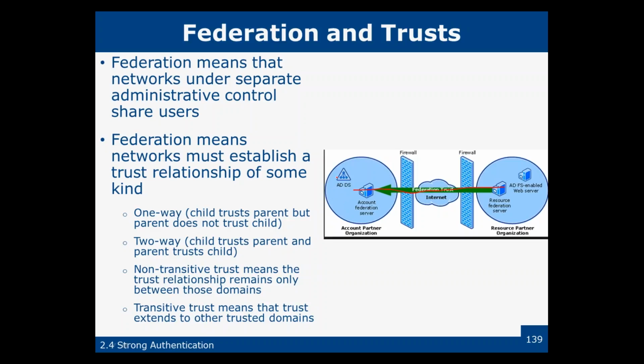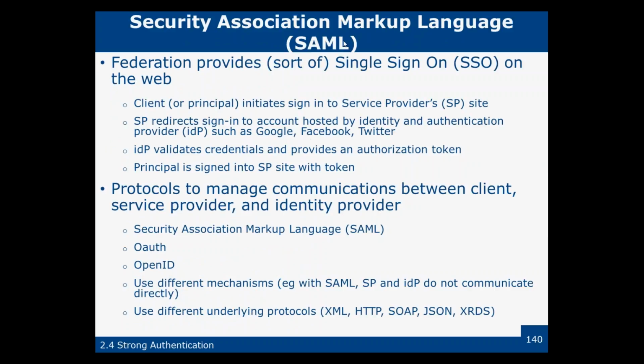The child trusts the parent and the parent trusts the child. And I talked about transitive and non-transitive. So when you get in, we'll talk about Active Directory, but you can have forest trusts or domain trusts in those things. The Security Assertion Markup Language, Federation, provides a sort of single sign-on on the web when we allow them to use the resources of one or the other.